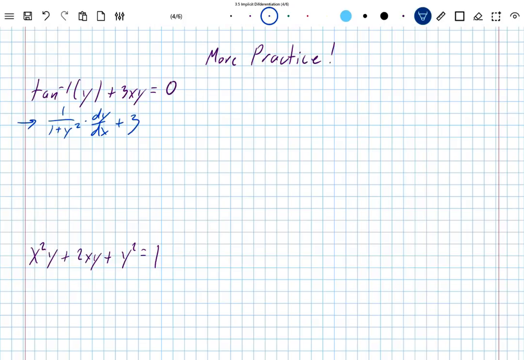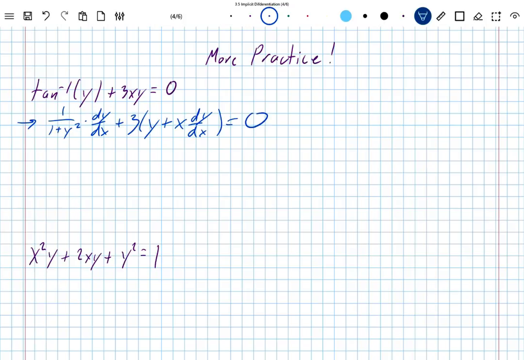This should look familiar by now. Product rule, 3 times. The x turns into a 1, leave the y alone, plus leave the x alone. Derivative of y is dy/dx. Equals 0, derivative of 0 is 0.